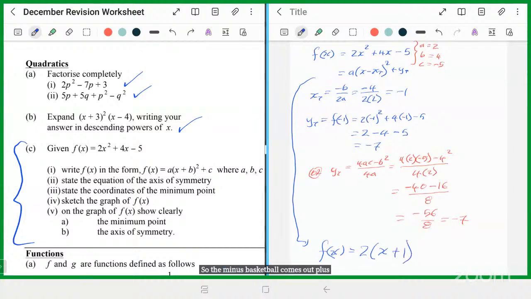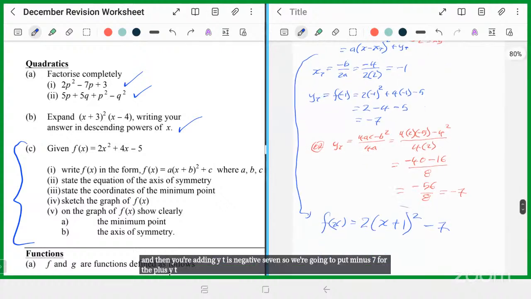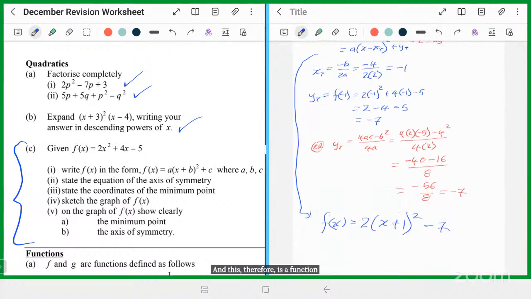But I can appreciate that. And put on the square. And then you're adding yt. Yt is -7, so we're going to put -7 for the plus yt. And this, therefore, is the function after you complete the square. All right? That finishes that part.